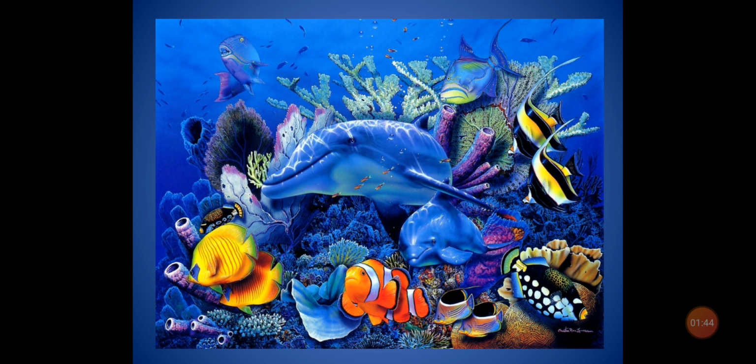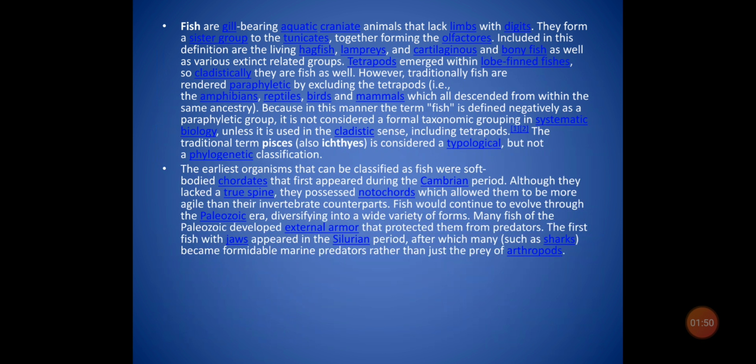Basically, the class Osteichthyes includes fishes that have skeletons made up of bone tissue instead of cartilage. They have 5 pairs of gill slits protected by an operculum, meaning gill covers. The class Osteichthyes is an extremely diverse group of 28,000 different species.